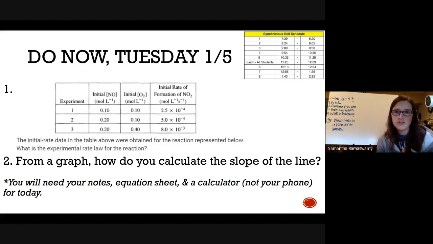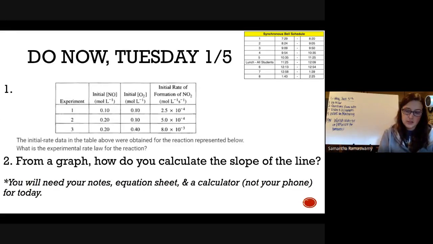Number one, I gave you data using the method of initial rates. You need to figure out what the rate law is, so you have to figure out what's the order of each reactant. And then number two is just asking a question about finding the slope of a line. So if you have points on a line, how do you find the slope?